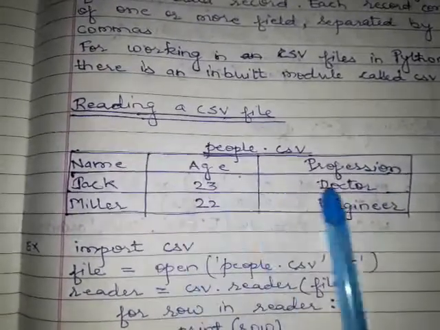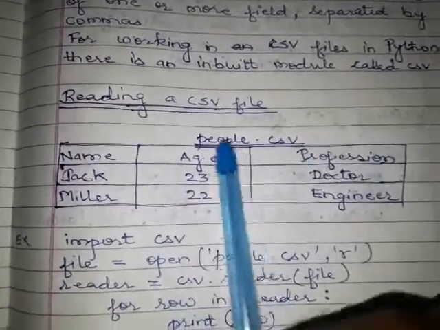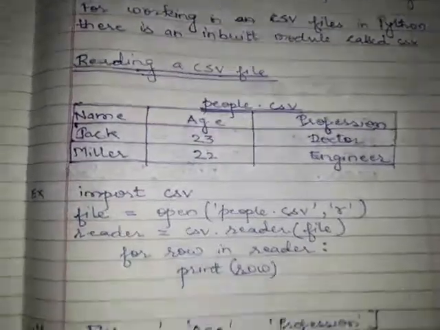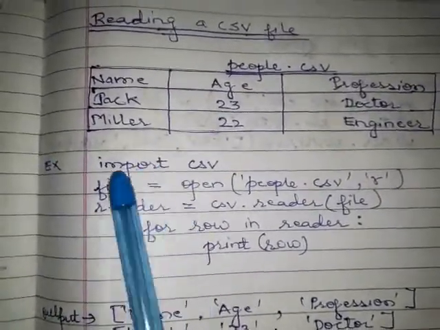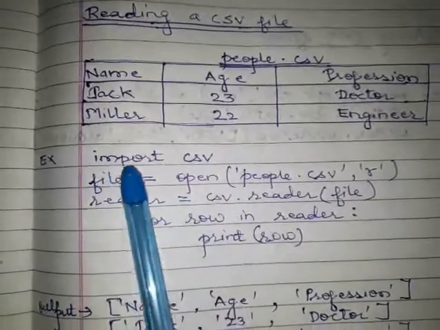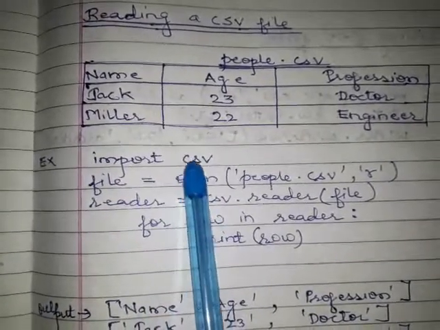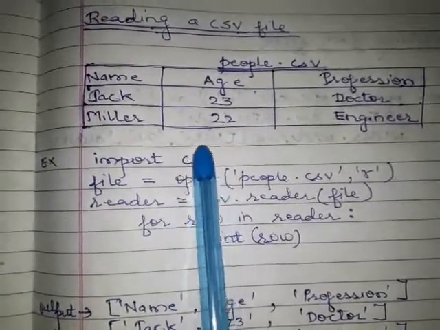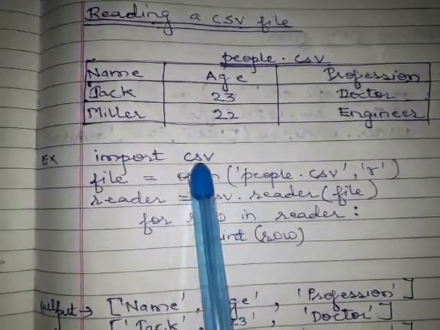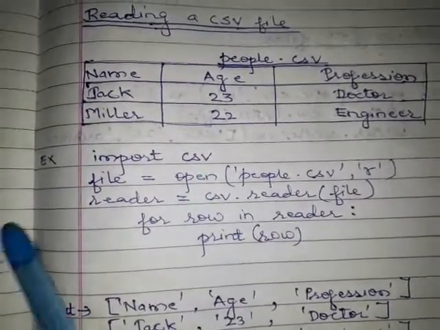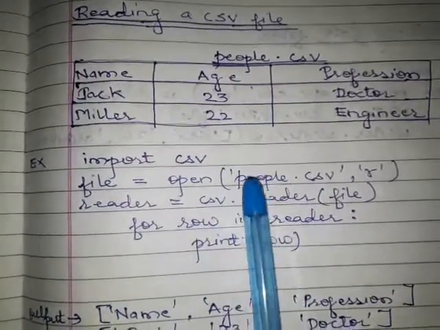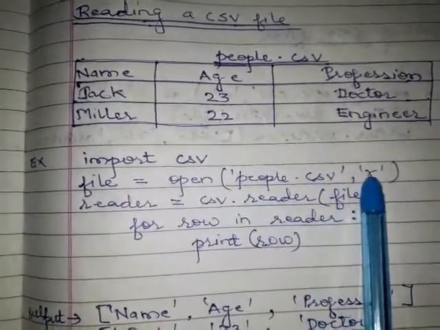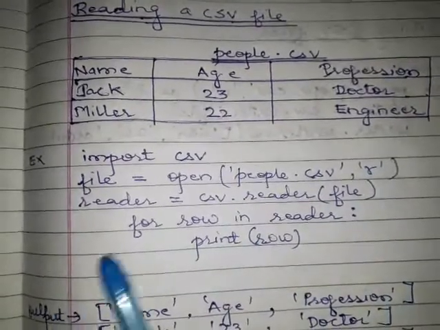Now if you want to read the content of this file with the help of Python, we have to write the code. This is the code. Import csv. First of all, we have to import the csv module. The csv here is in lower case. Now file equals open, the name of the file people.csv, and we are opening the file in read mode.